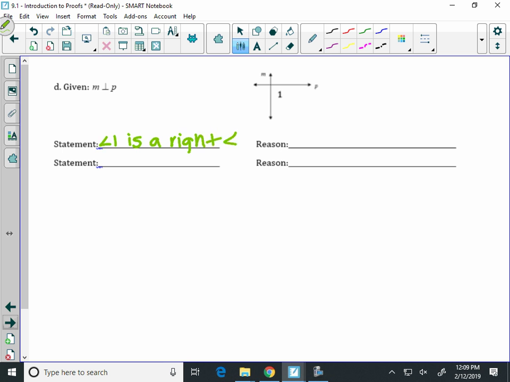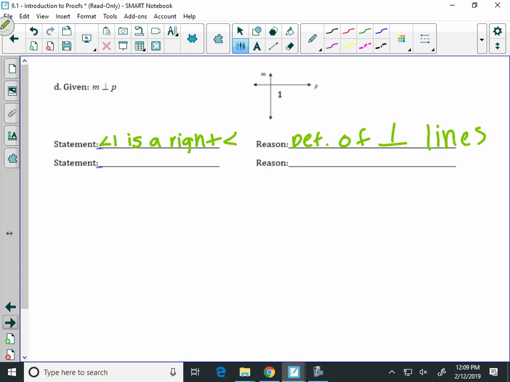And it's written in symbol form. It's written out in symbol, but we technically have a vocab word. Because if it was written out in sentence form, it would say M is perpendicular to P. It would have that vocab word there. So what do you think our reason is going to be? Definition of perpendicular lines. Because by definition, perpendicular lines are lines that intersect and form right angles. So by using that definition, we know this angle is a right angle.